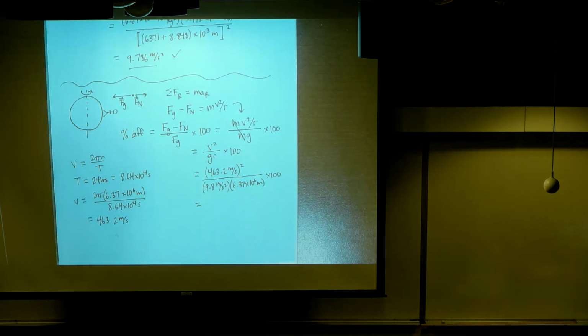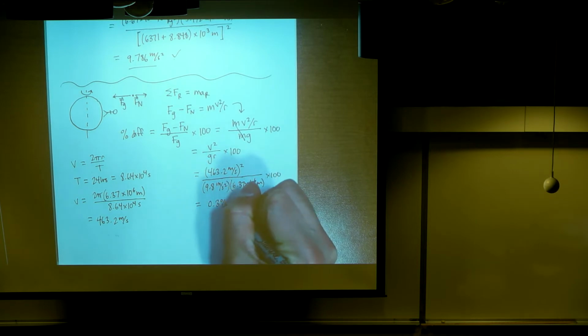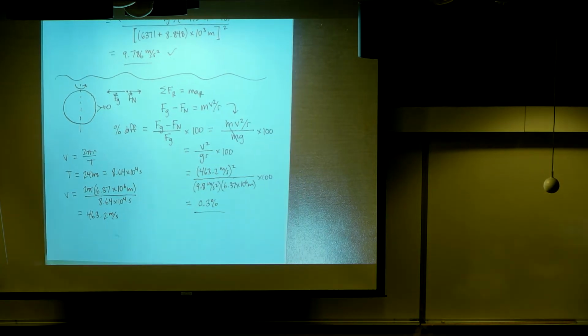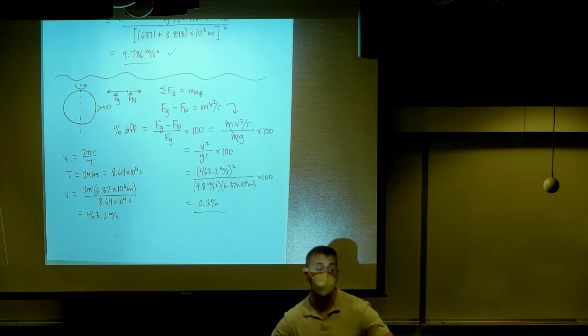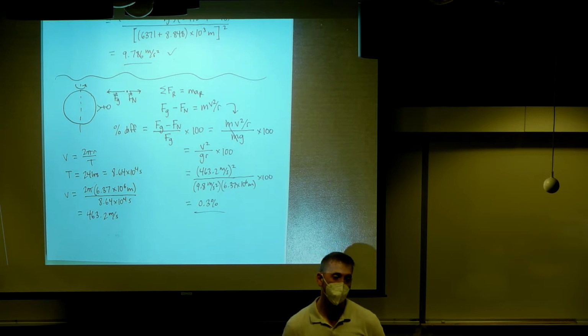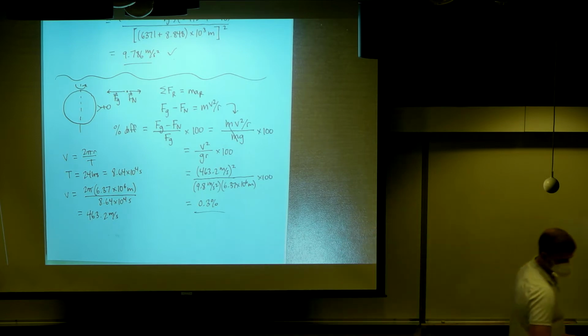So you can verify this for yourself, but this comes out to 0.3%, okay? So basically, that's how much your apparent weight is changing at the maximum, due to the fact that the Earth is rotating. So again, it's not a huge effect, but if you're on the equator, you can actually jump a little higher due to this effect than you would elsewhere.